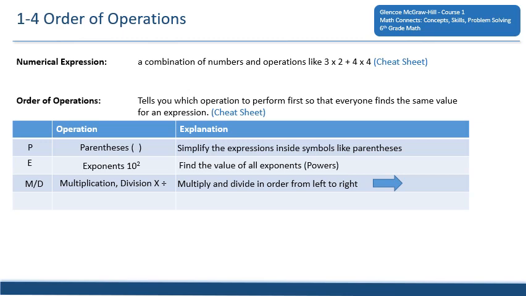So if there's a division sign first, reading from left to right, you do division before multiplication. And then the same holds true for addition and subtraction. Add and subtract in order from left to right. They're on the same level, so if you come across a subtraction sign before an addition sign, you do that first.